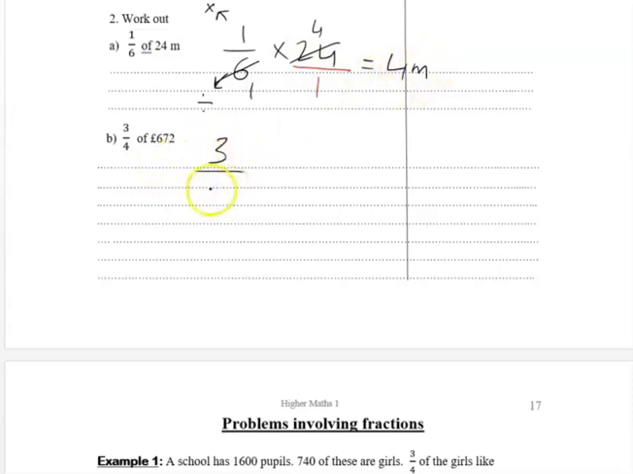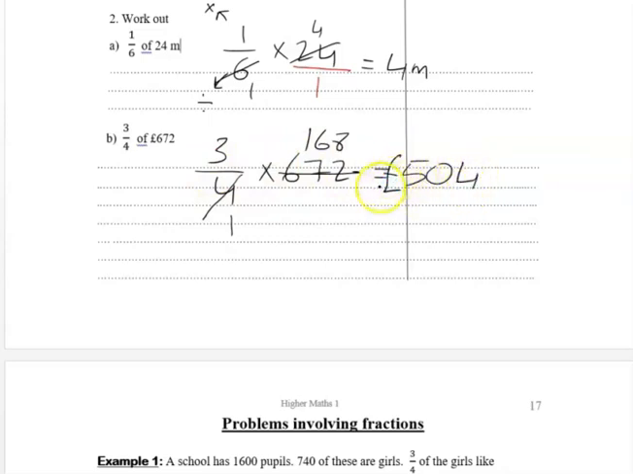So now we're going to have 3 over 4 multiplied by 672. Now it's not necessary for me to put it over 1, because now I know I divide by the 4 first. So 4 divided by 4 is 1, and 672 divided by 4 is going to give me 168. Then 3 times 168 is going to give me 504 pounds. So don't forget the units.